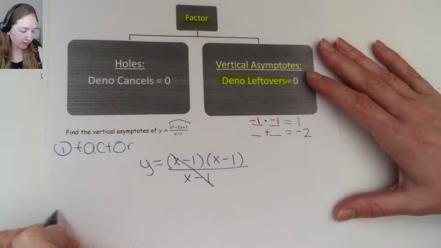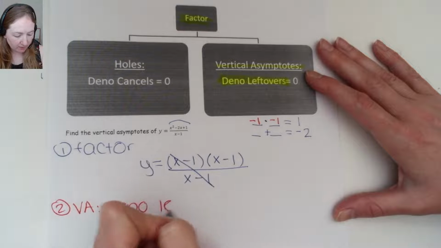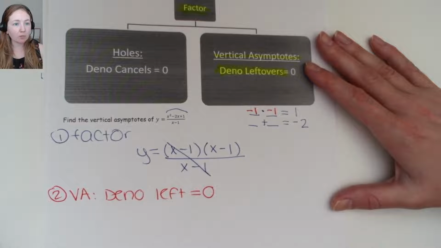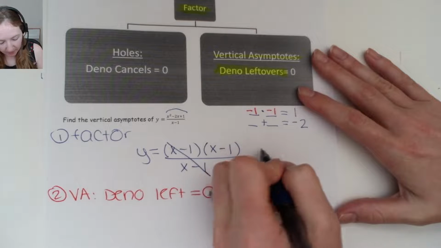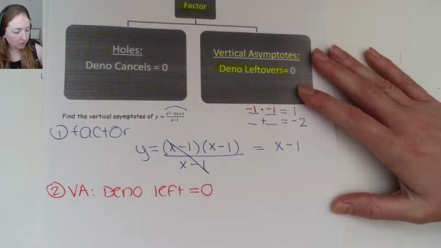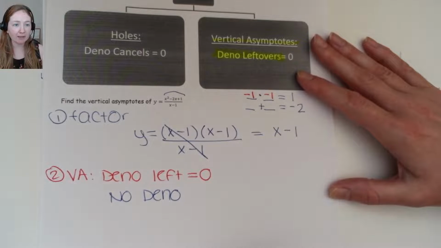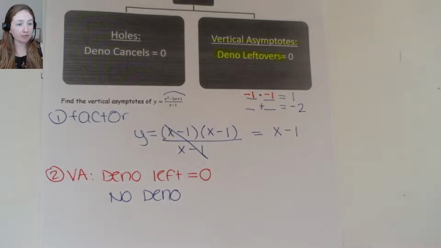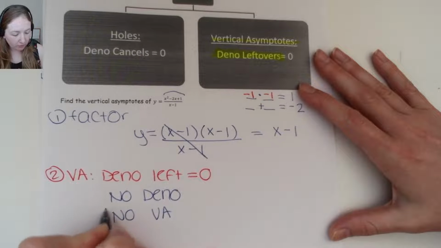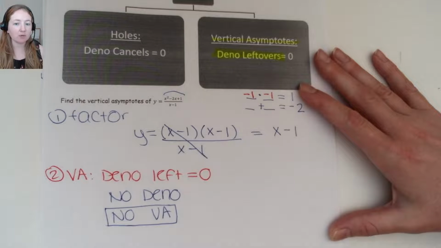And so when I go to step 2 and I say my vertical asymptote is the denominator that is left over, I set that equal to 0. And you'll notice here when I did that factor step and simplified, I end up with just x - 1. Specifically, there is no denominator that was left over, no denominator that had an x value. And so in this problem, even though I started with a denominator, I am going to have no vertical asymptote because there's no denominator left over to actually set equal to 0.